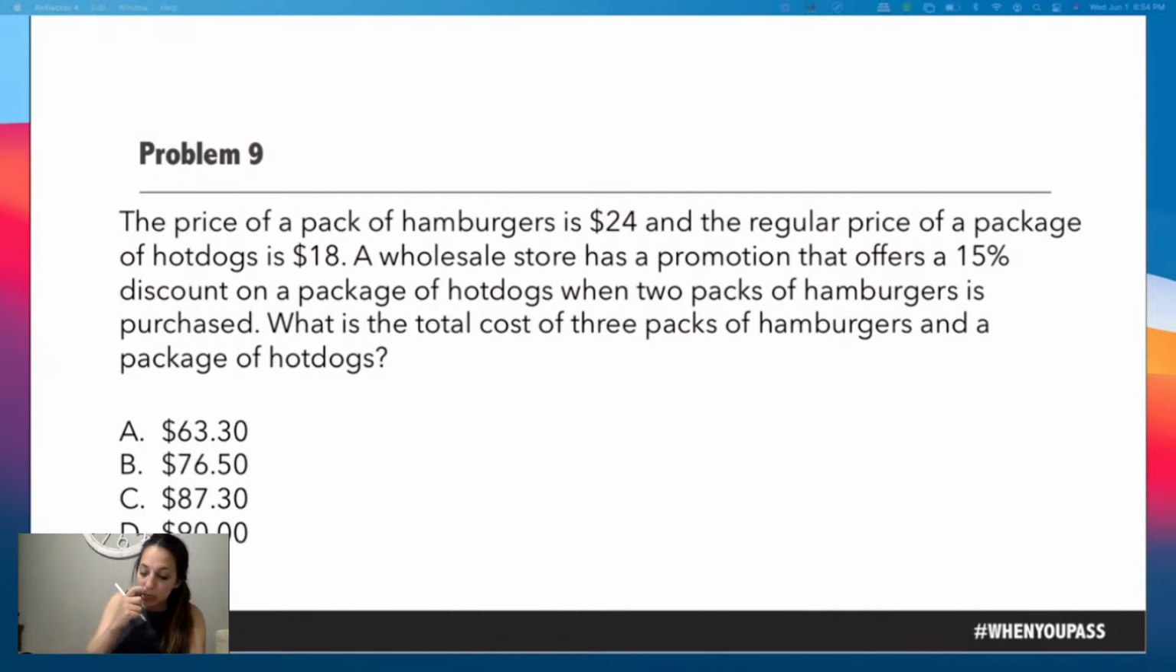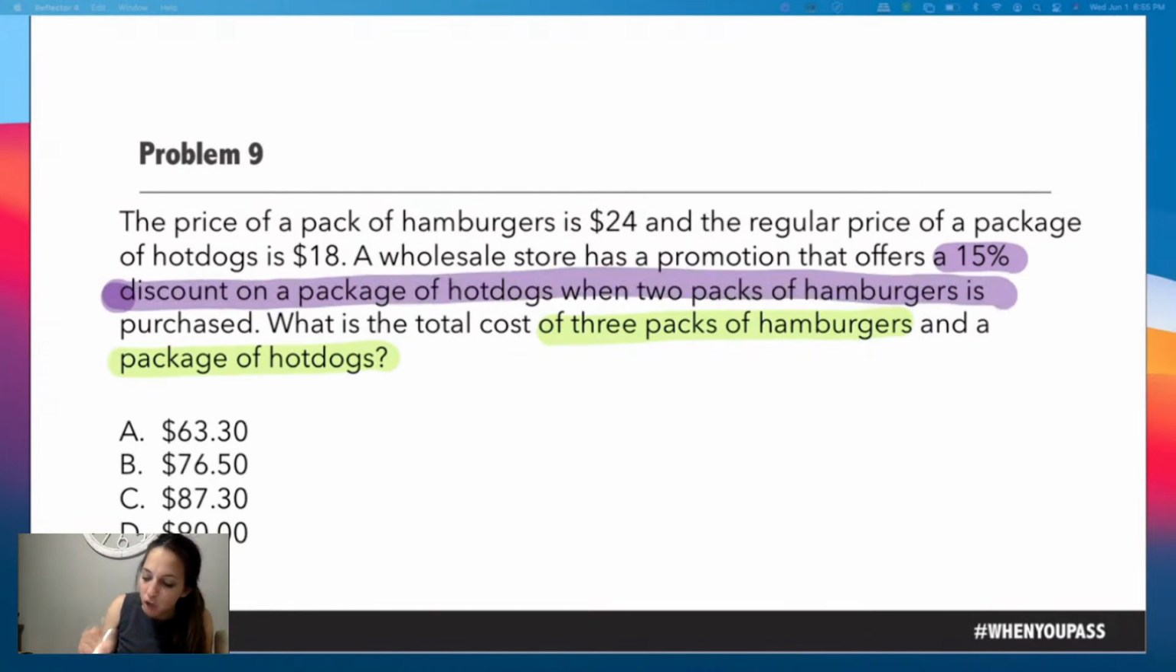So here's what we need to understand. They're asking us for 3 hamburgers and hot dogs. The most common mistake is going to be people only doing 2 packs of hot dogs, because they told us that you're getting a 15% discount on a package of hot dogs when you buy 2 hamburgers. So you have to at least buy 2 hamburgers.